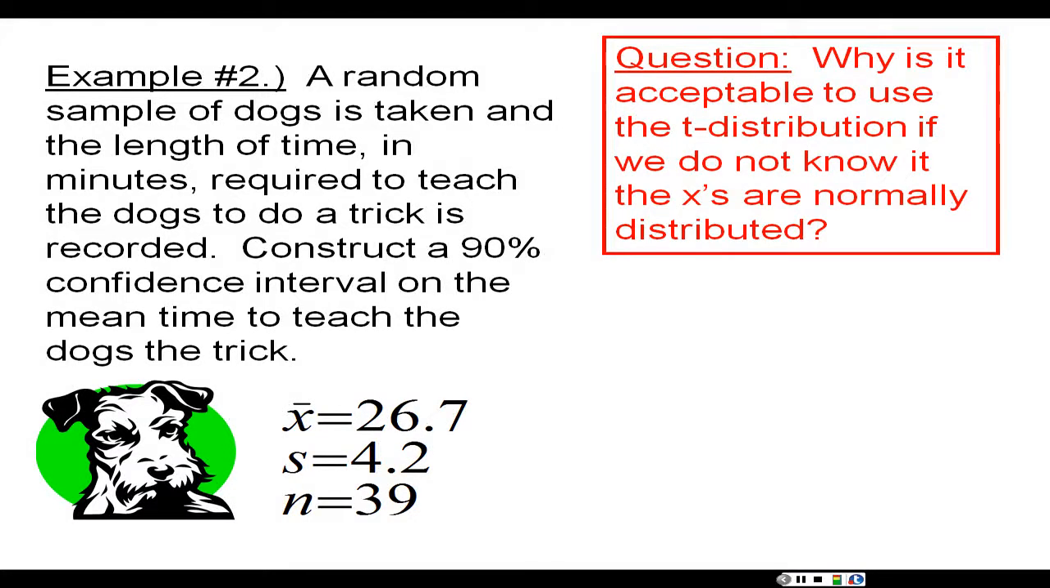But why can we accept that it's normally distributed? Well, look at that sample size. The sample size is 39, so it's greater than 30. So by the central limit theorem, you can assume normality. However, you do not know your population standard deviation. Therefore, you must use the t-distribution. Okay? So now, we're going to continue this.